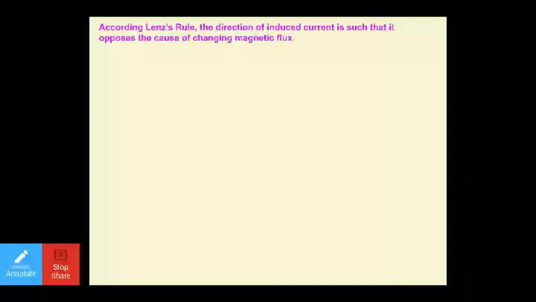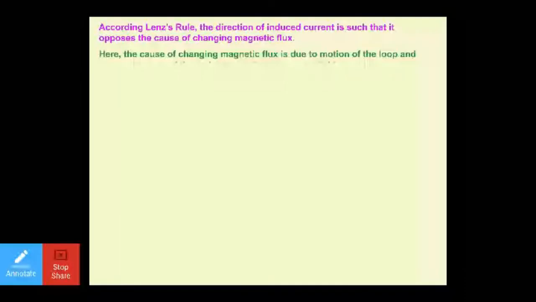Let's talk about the next point, dear students. So here, according to Lenz's rule, the direction of induced current is such that it opposes the cause of changing magnetic flux.